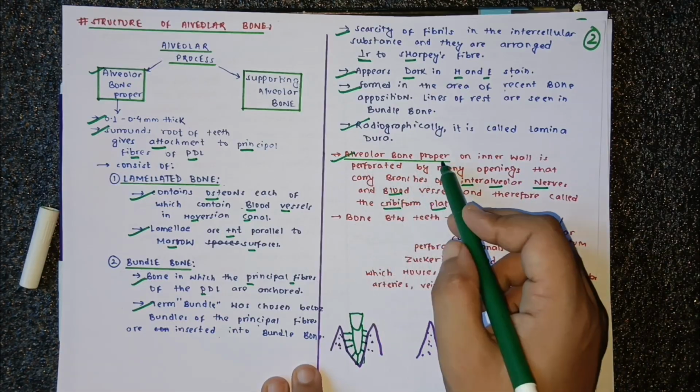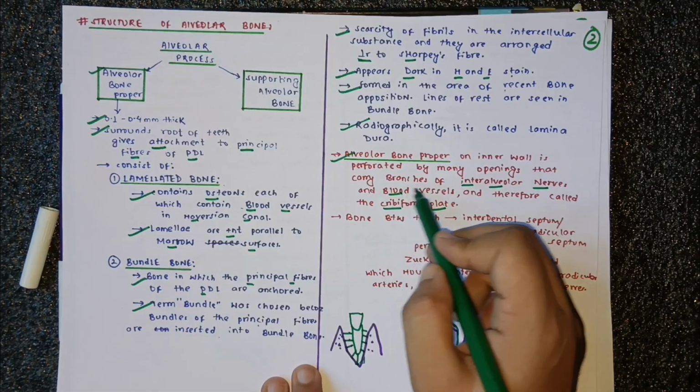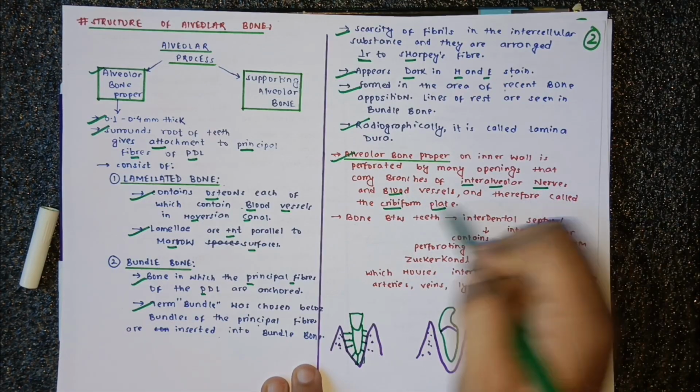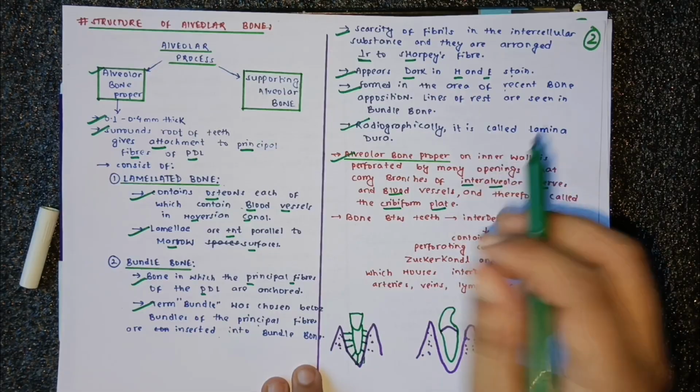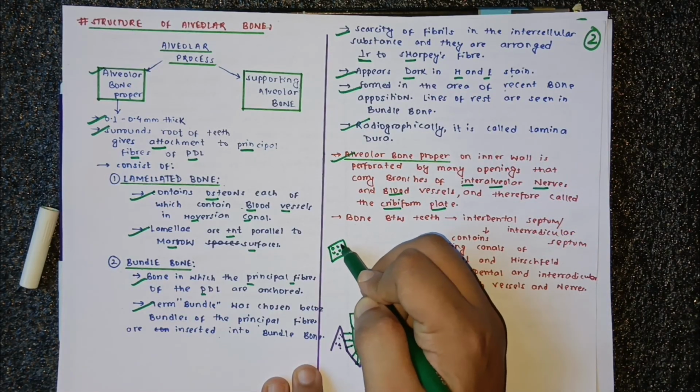Alveolar bone proper on the inner wall is perforated by many openings that carry the branches of interalveolar nerves and blood vessels, and therefore is called cribriform plate. Cribriform means perforations, so there are perforations in it. This is a cribriform plate.